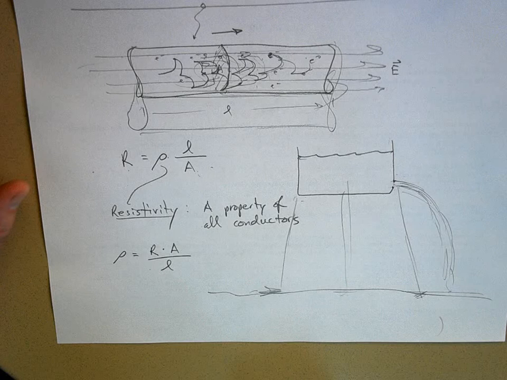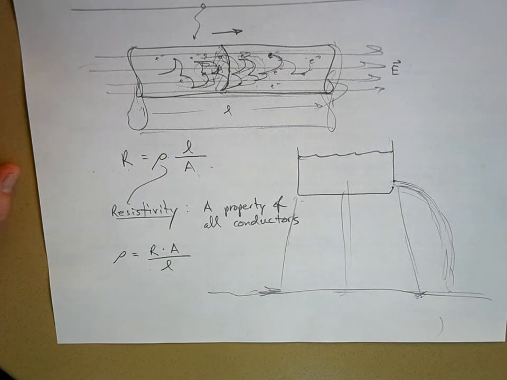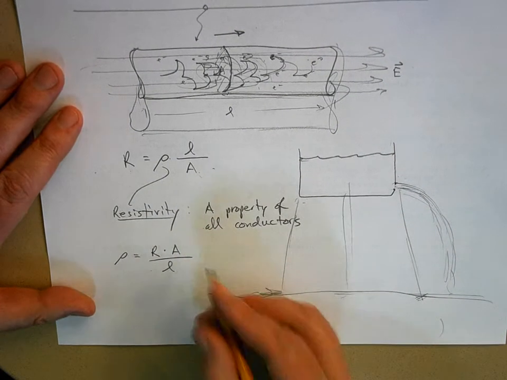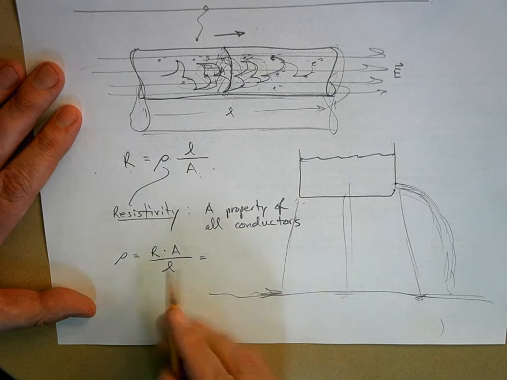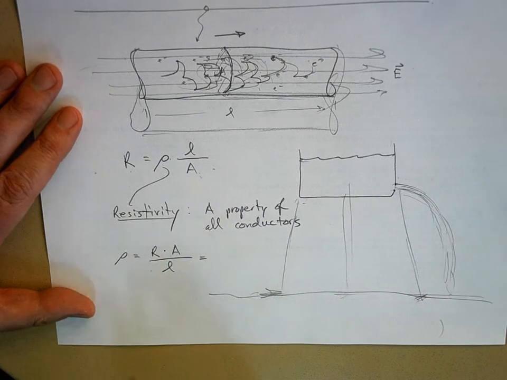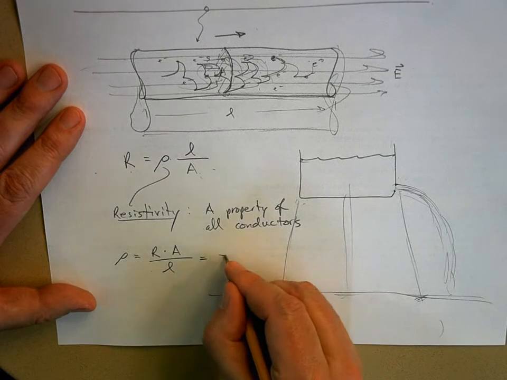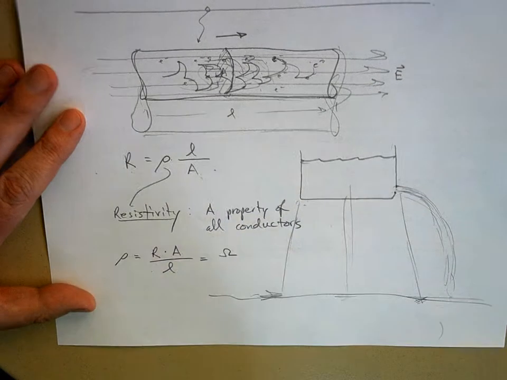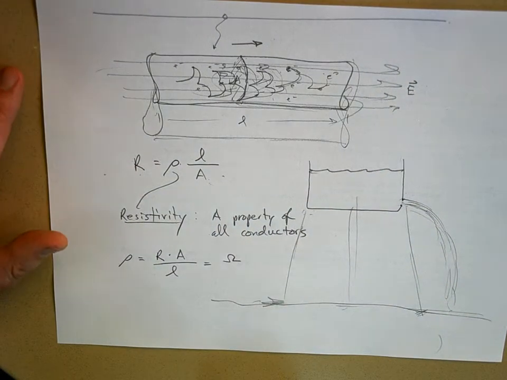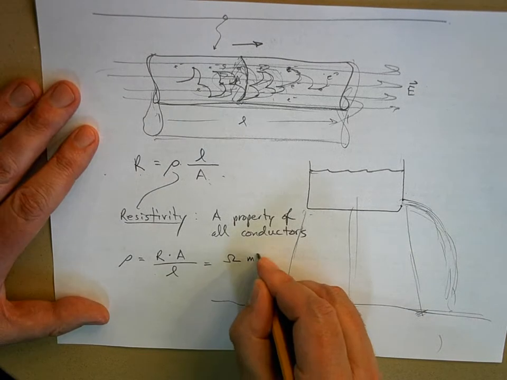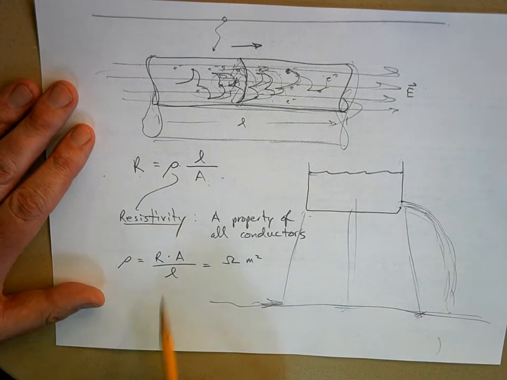Now, let's think about what units this is going to have. What units does resistance have? Ohms. What units does area have? Meters squared. What units does length have? Meters.